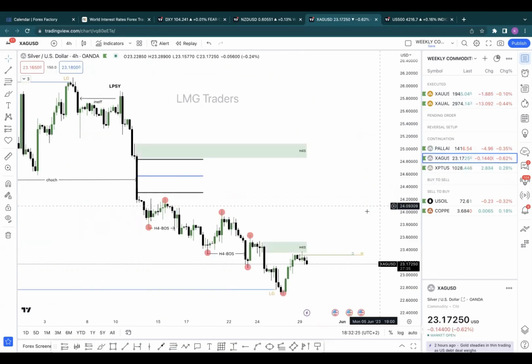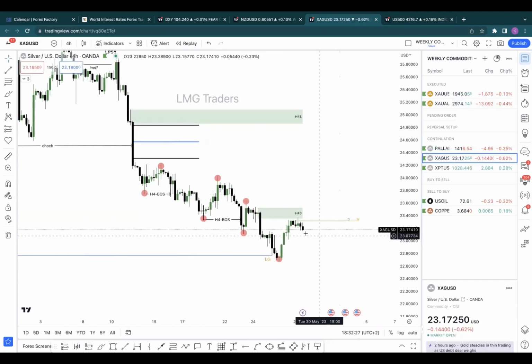I'm gonna send it out to the group. But yeah, most of them are just continuation to the downside because we are quite bearish when it comes to the commodities. Okay, so this is about with the commodities.